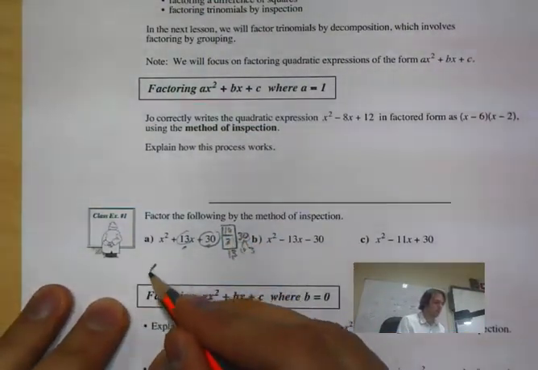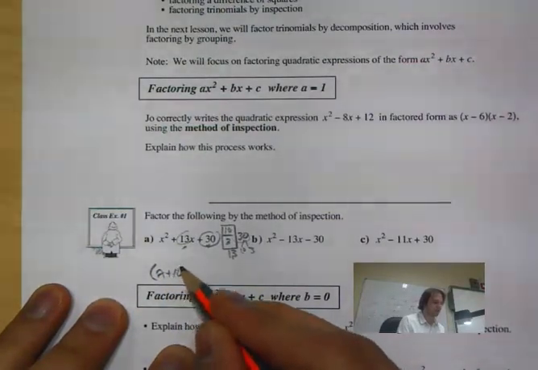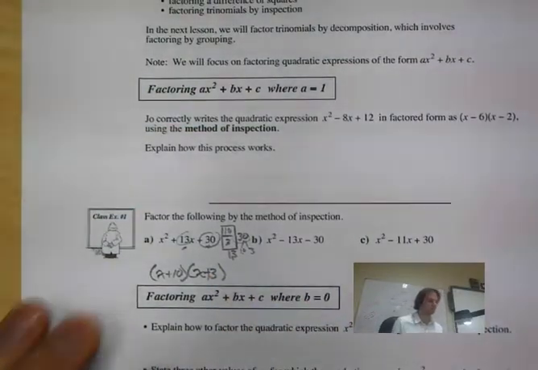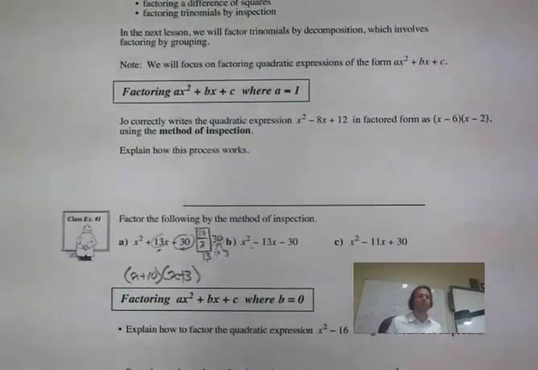So we have to fix that up. We have x plus 10, and we have x plus 3. Let's take a look at our next one. We have negative 13 and 30.